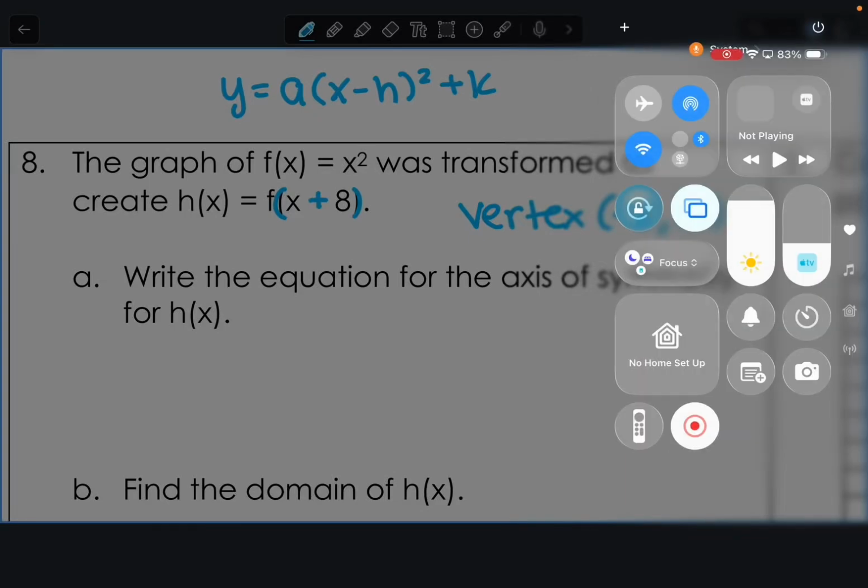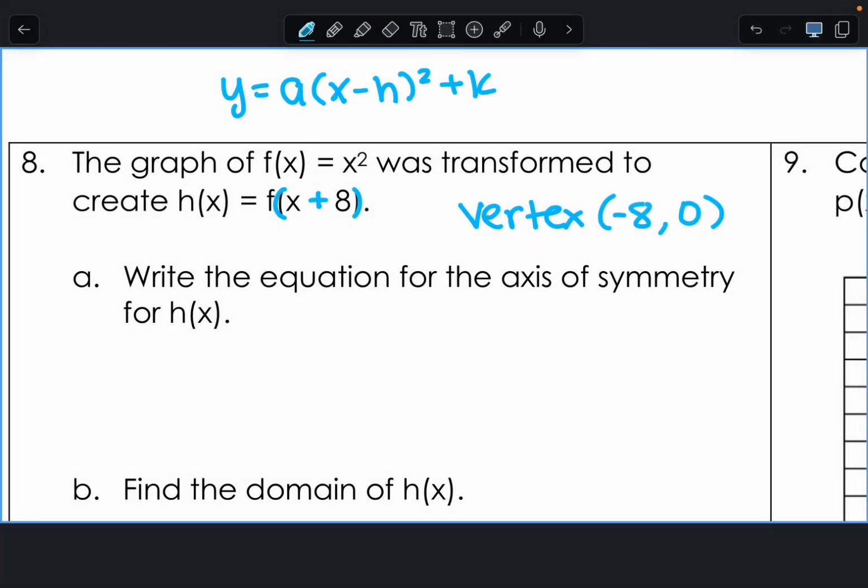Walking in late, always. Okay, so the equation is written in vertex form. You see the parentheses. We can take the vertex away from it. Now, part A says write the equation for the axis of symmetry. Keyword: equation. So let's go back over it.